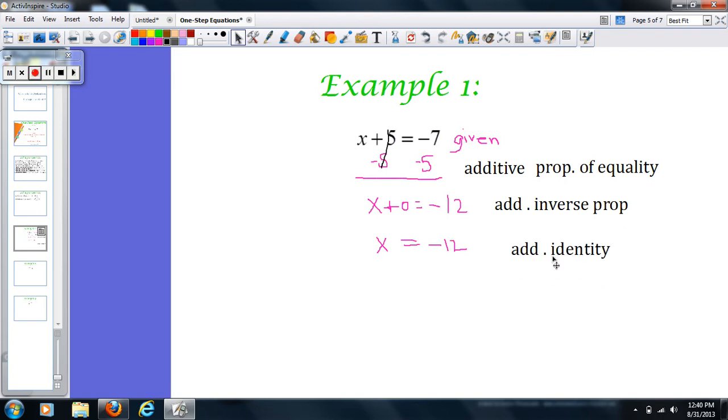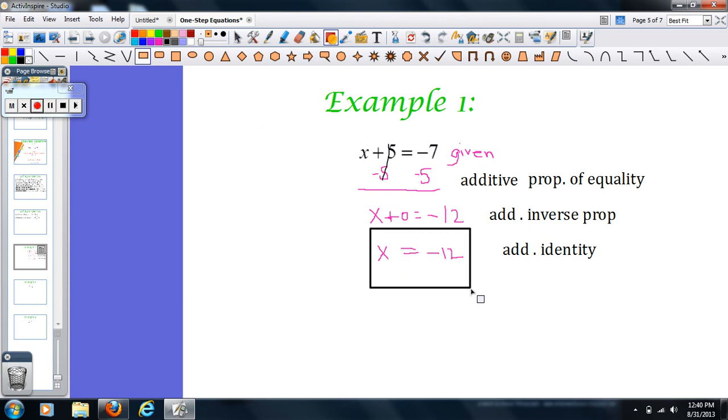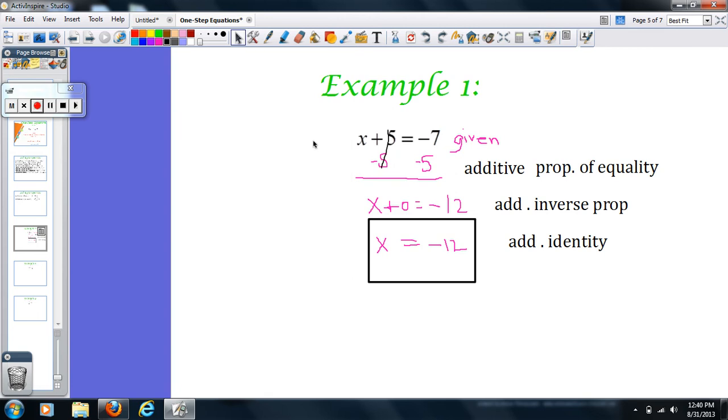Okay. So this is how we would do this, and this actually gets us our answer. And I apologize, I'm having to use a lot more stuff today than normal because I don't have my pen. Okay, so that gives us our answer of x equals negative 12.